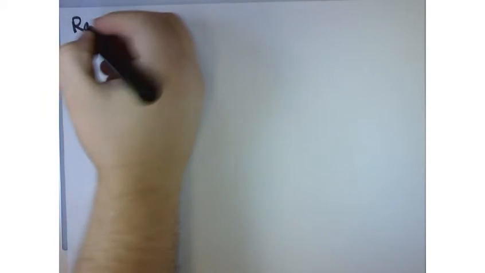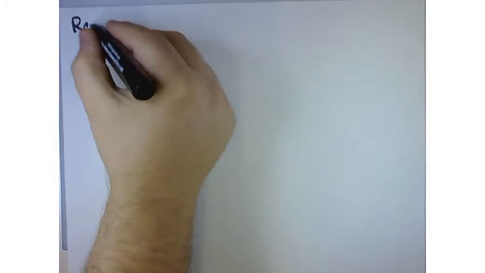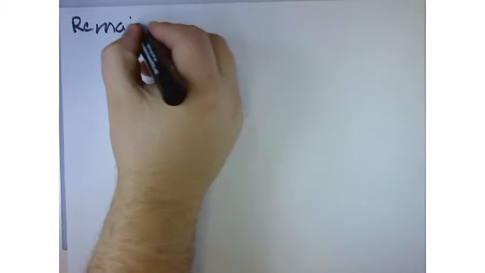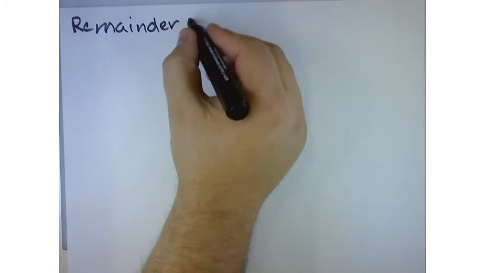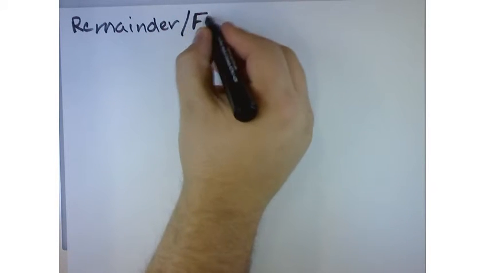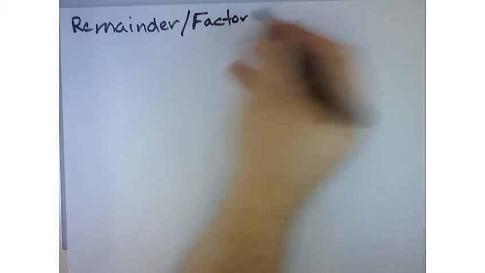So now, the next thing we want to do is sometimes we just want to know if something goes into another polynomial evenly without a remainder. So we have a remainder slash factor theorem that we can use that's helpful with that.